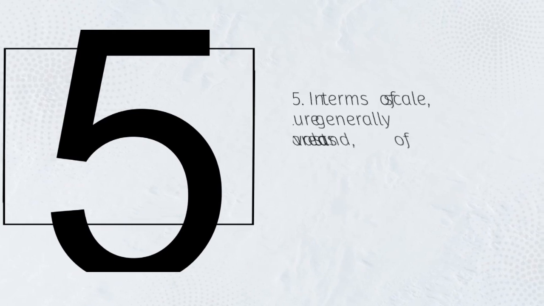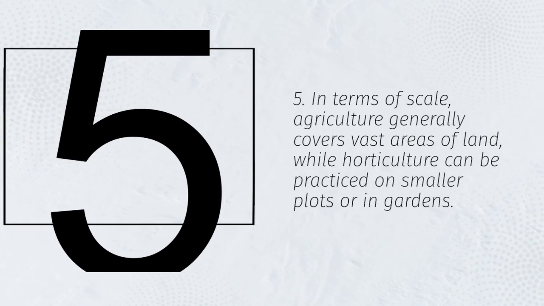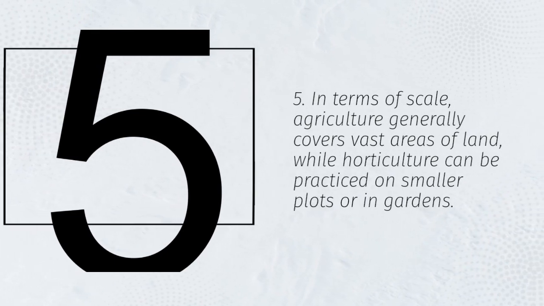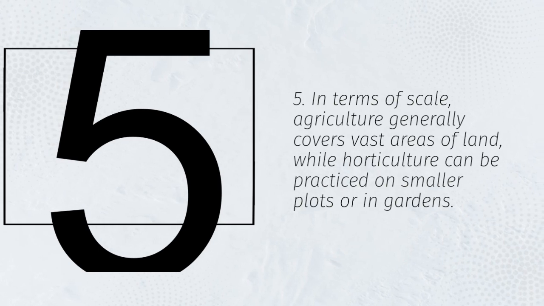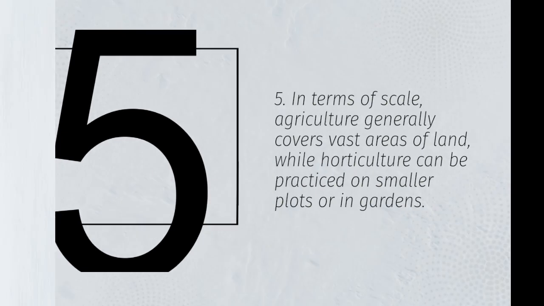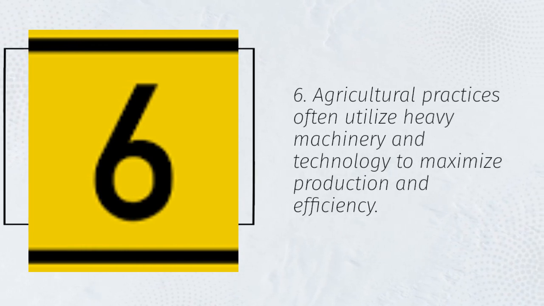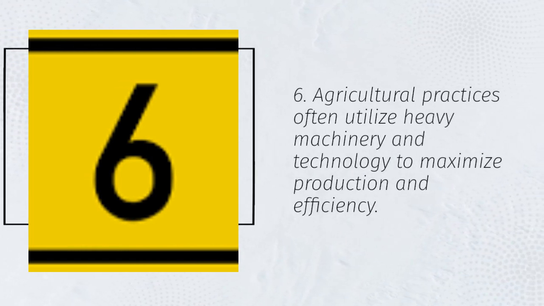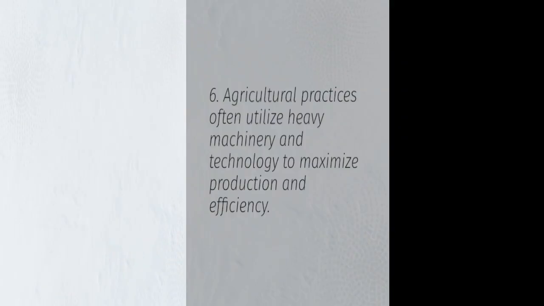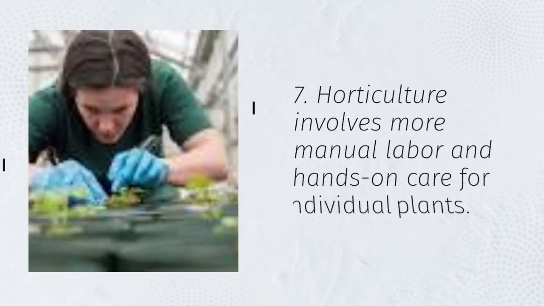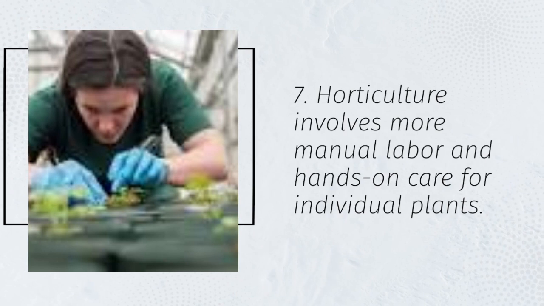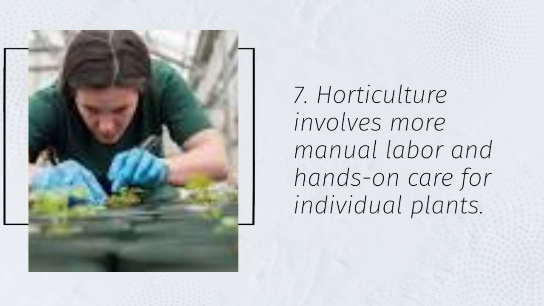5. In terms of scale, agriculture generally covers vast areas of land, while horticulture can be practiced on smaller plots or in gardens. 6. Agricultural practices often utilize heavy machinery and technology to maximize production and efficiency. 7. Horticulture involves more manual labor and hands-on care for individual plants.